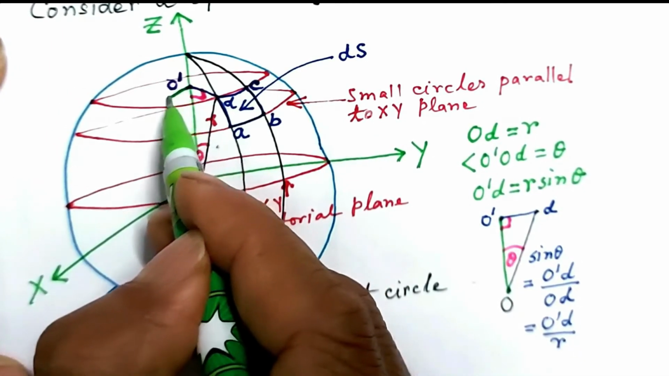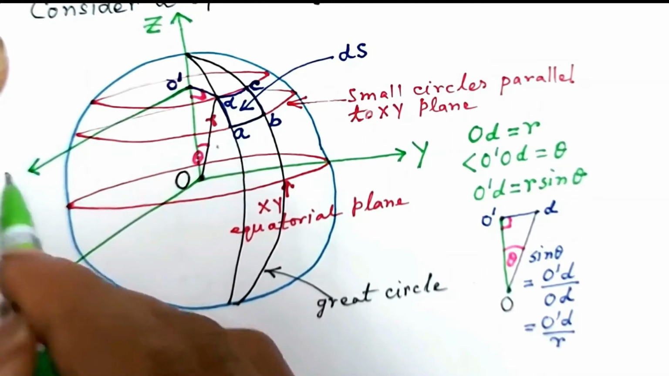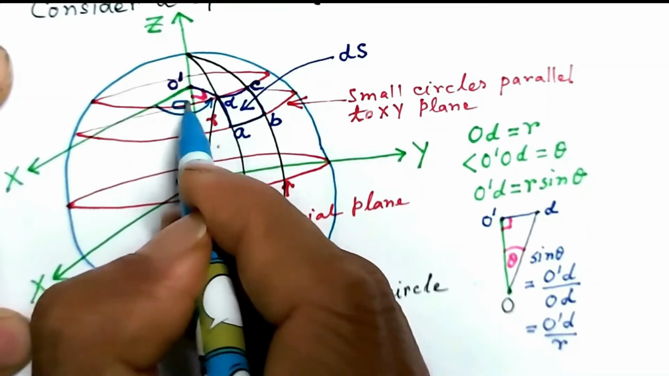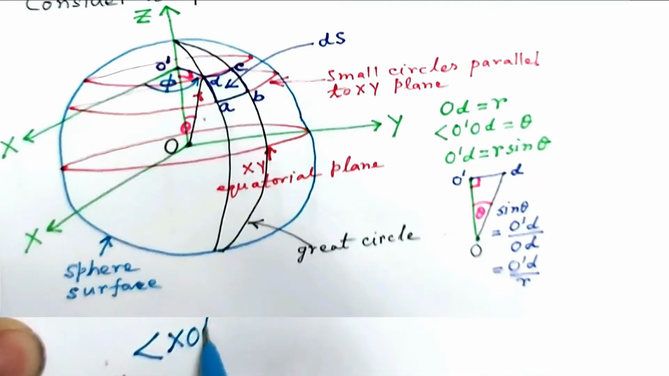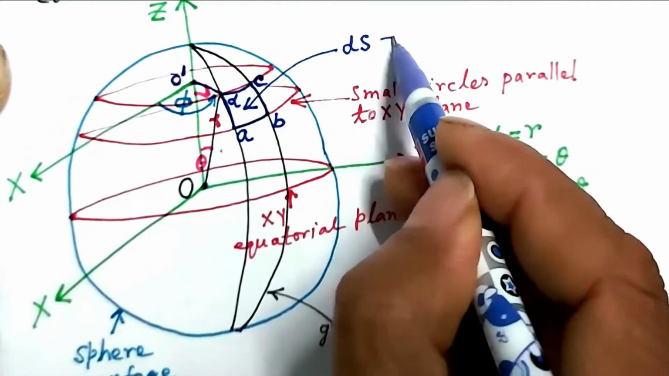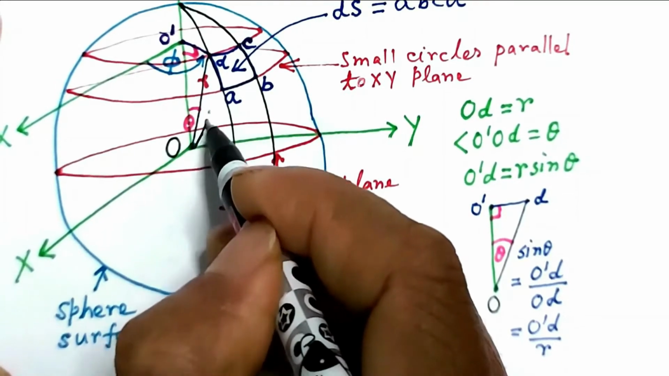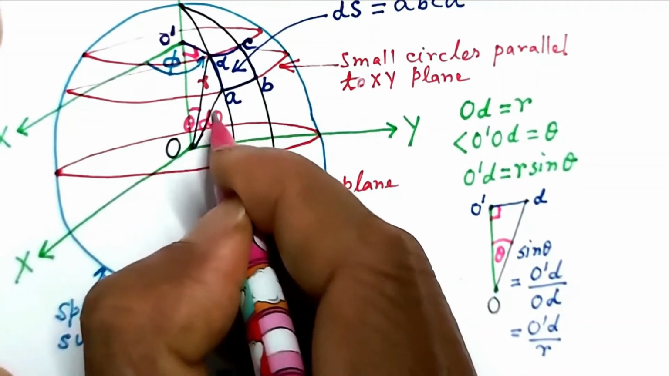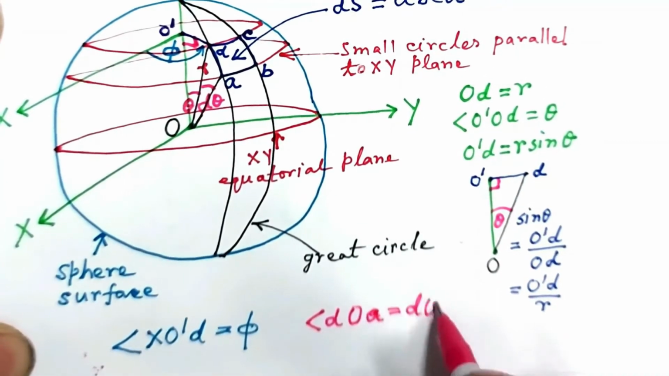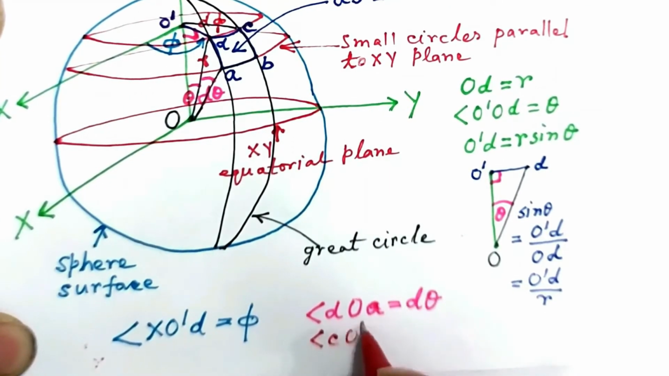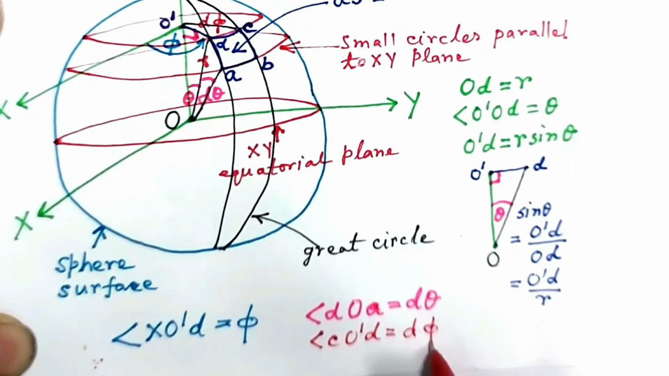Let us show the x-axis at the point O'. This is it. This angle XO'D is phi, the azimuthal angle. We write it. And also dS is the surface portion ABCD. Join O to A. This angle DOA is d theta. Join O'C. This angle CO'D is d phi. We are now in a position to write down the expression of the surface element dS.